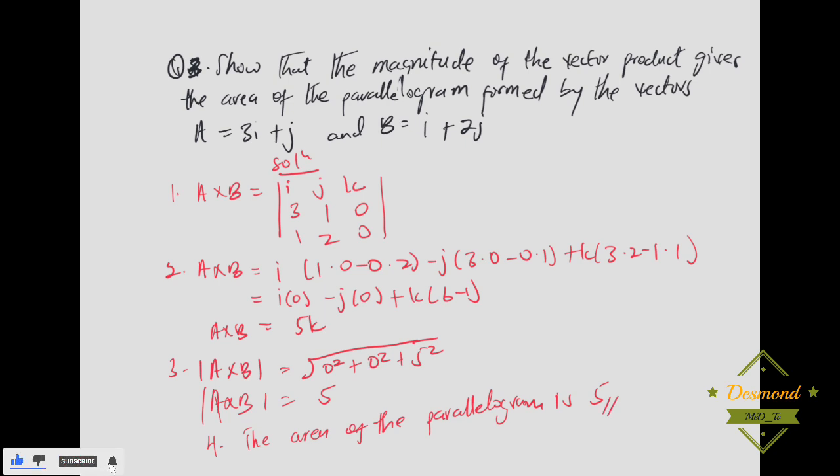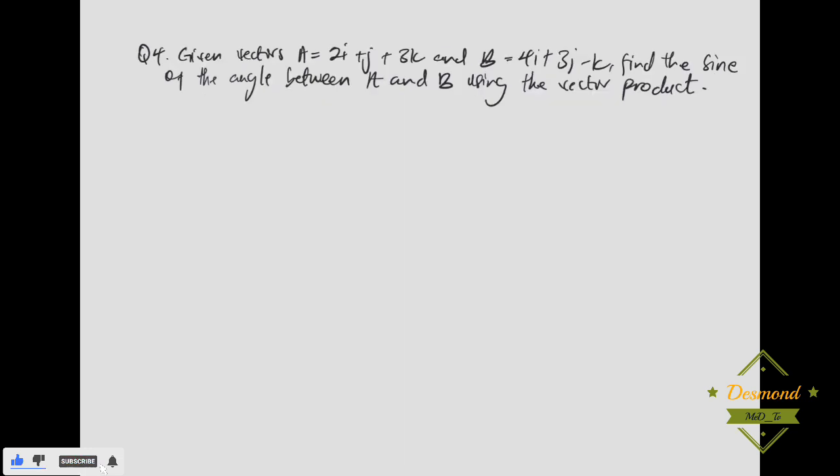Now let's look at our last question in this video. We are given two vectors, A, which is 2I plus J plus 3K, and B, 4I plus 3J minus K. Now we are going to find the sine of the angle between A and B using the vector product. We are going to go through step by step. So step 1, we write down our determinant.